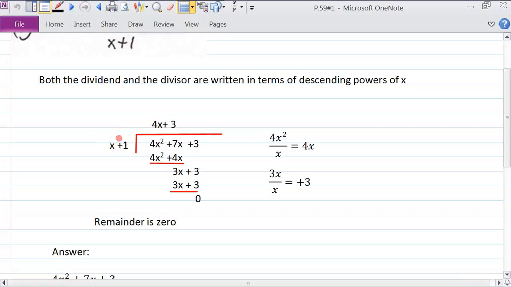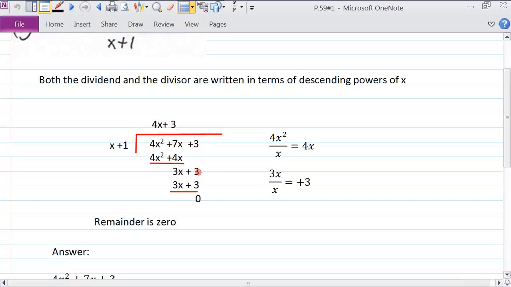Now I'm going to multiply 4x times x plus 1. And I do that by multiplying 4x times x gives me 4x squared. And then I multiply 4x times plus 1 here, and I get plus 4x. So 4x times x plus 1 gives me 4x squared plus 4x. So now I subtract, and here I put a minus in front of that. So minus 4x squared gives me 0. 7x minus 4x gives me 3x.